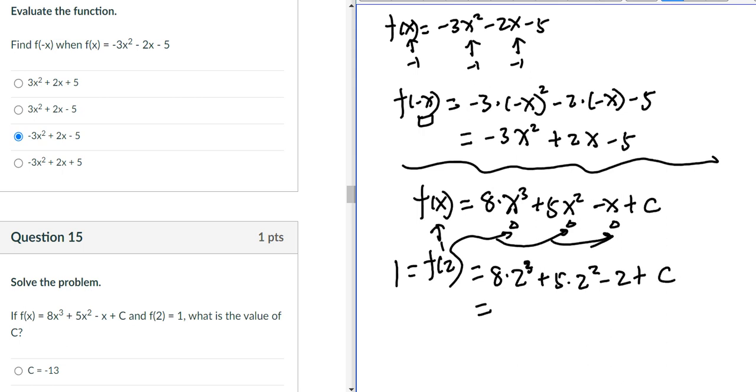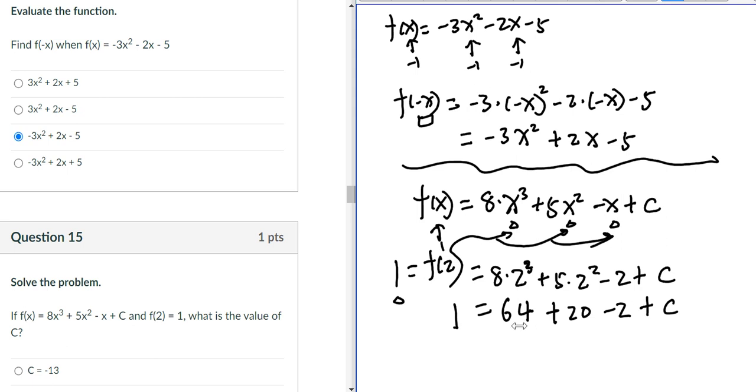Okay. We do 2 cubed first, which gives us 8, not 6, okay? Because 2 cubed is 2 times 2 times 2, 3 times. 8 times 8 is 64. 2 squared is 4 times 5, so 20, minus 2 plus c equals 1. Because you know f of 2 is given as 1. Then you can solve for c easily.